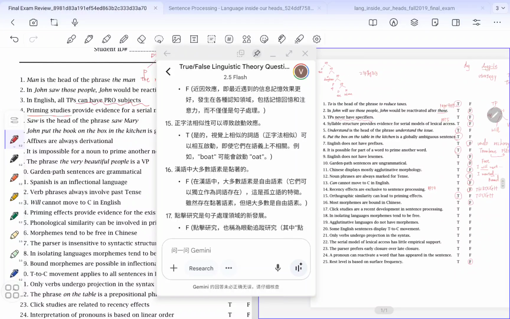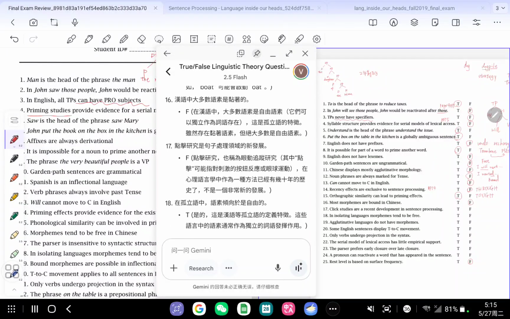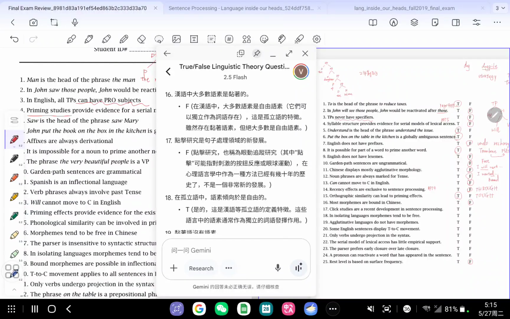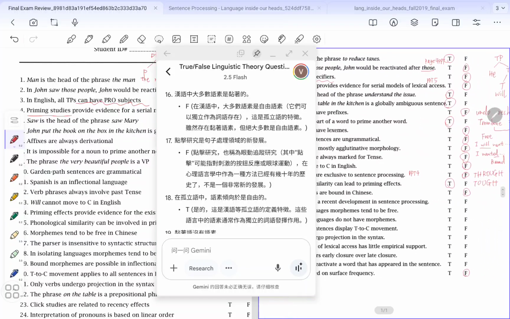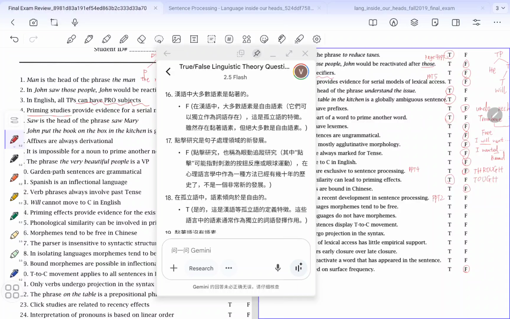17. Click studies are a recent development in sentence processing. True or false? True, anybody? False, anybody? You can just look at the line here. I mentioned this: these were one of the first studies in psycholinguistics, and they come from the late 50s, early 60s. Basically, people had to wait until we had useful computers to do this. In this example, what people did first was a very simple sort of experiment, and then they moved on to things that are more complex.